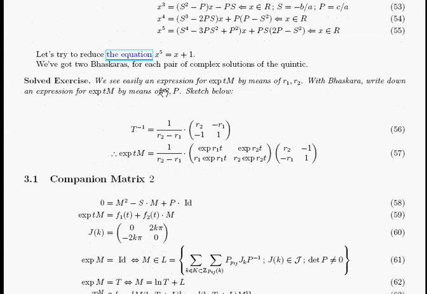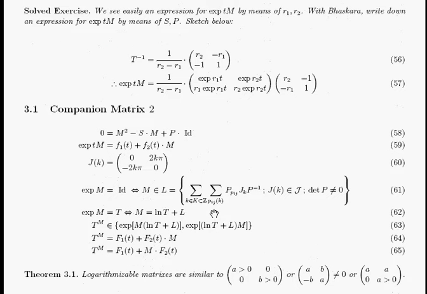This is the solved exercise. By means of S and P, we have to substitute. R1 is S plus square root of delta over 2, and R2 is S minus square root of delta over 2. Then we have the solution, function of S and P.